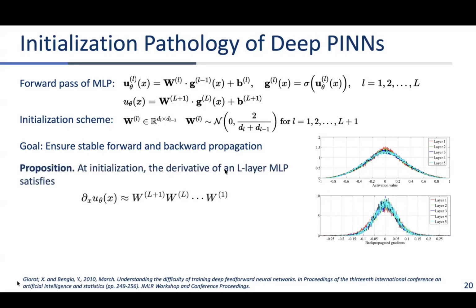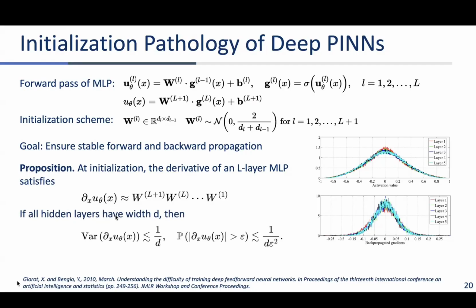However, under the same initialization scheme, we can prove such a proposition. At initialization, the network derivative of an L-layer MLP will satisfy this approximate equality, which means the network derivative will be equal to the product of all the weight matrices across each layer. Clearly, if we use deeper networks, this expression is more vulnerable to gradient vanishing or exploding. And if we further assume all the hidden layers have the same width d, which means all the hidden layers have d neurons, then the variance of the network derivative will be bounded by 1 over d. This is actually independent of the network depth, but only related to the network width.